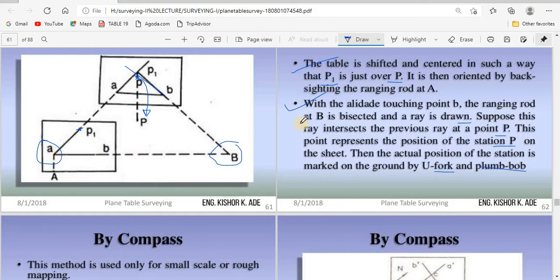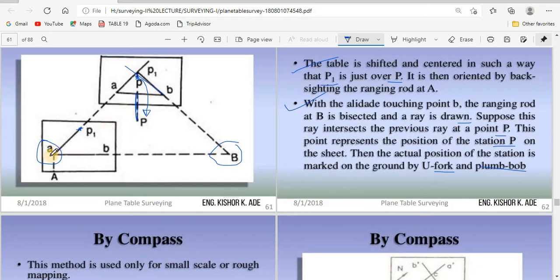After drawing it on the sheet, you have to position your plane table on point A. You have to perform centering and leveling at point A, and by keeping the alidade on this line, you have to turn the table so that this AB line bisects the ranging rod at B, so that your orientation has been done perfectly. After that, an approximate point P has been taken and a ranging rod has been established on that point.